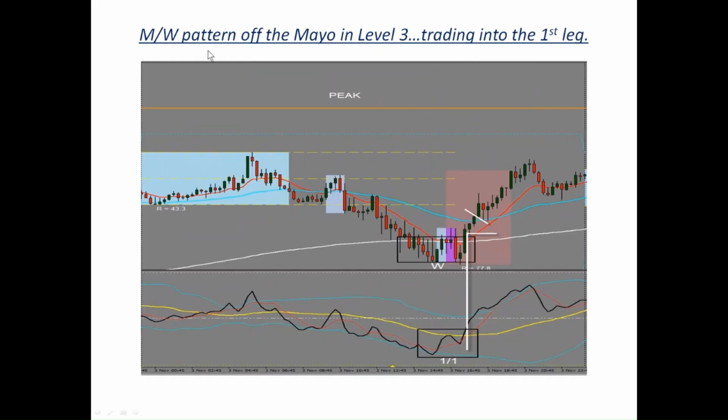So here's an example of M and W of the Mayo in level 3. You're trading into the first leg. So this is my first leg here at the high. So I'm trading back to the peak. Okay, that's the only time you can trade back to the peak high: the W of the Mayo, as long as there's only one leg, because you're expecting this to come back and give you a second leg move, right? Close above 13, back below, back above. Just make sure you have enough pips. Either you take it there, nice little 1-1, or you wait for it to clear all the EMAs, then you go long from here. All right.